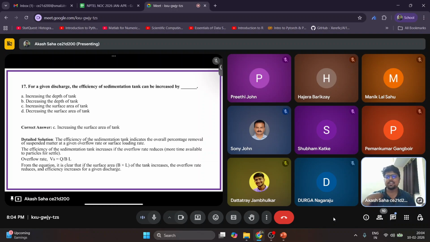Here you can see vs, it should be v naught actually. So v naught is equal to Q by BL. Okay, so if I want to reduce the overflow rate, I have to increase the surface area when the discharge is constant. Discharge is constant here. So many of you will think that okay, increasing the depth will increase the detention time like that, but here it is given that discharge is constant. So we have to take that into account.